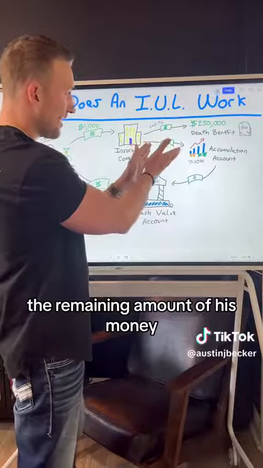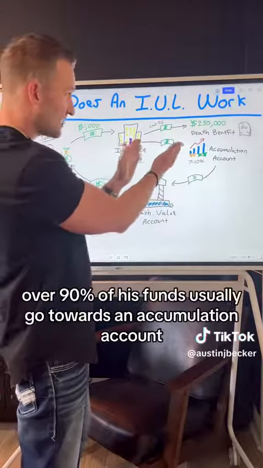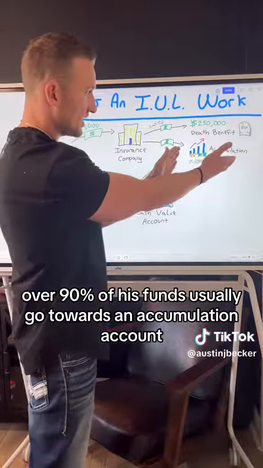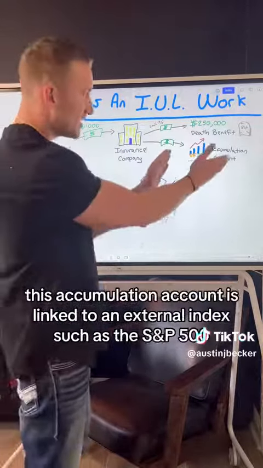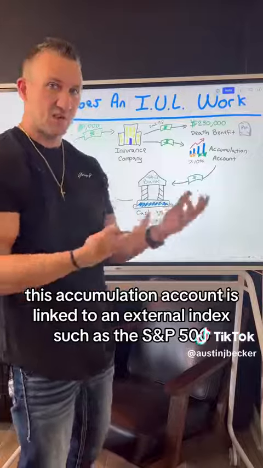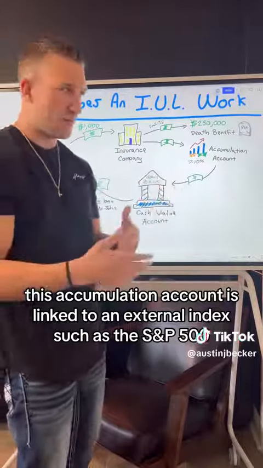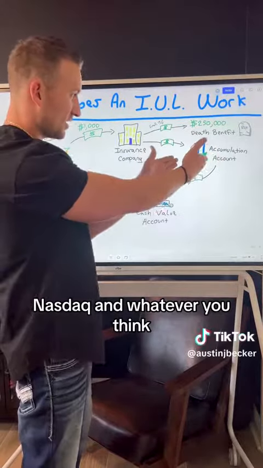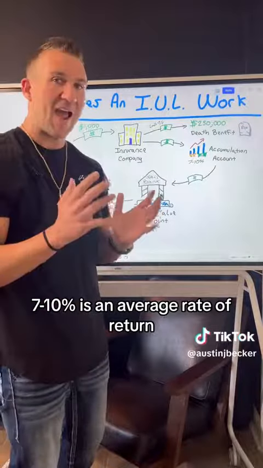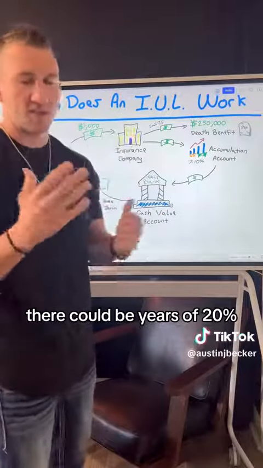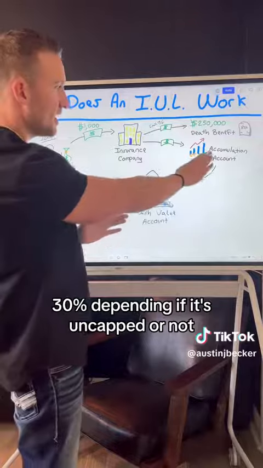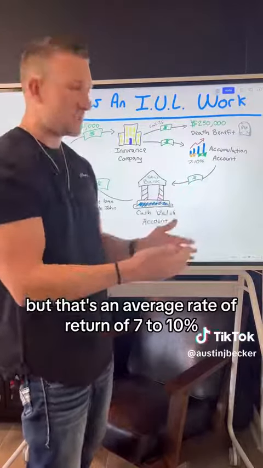But let's just say a little bit's going to go to the cost of that. The remaining amount of his money, which is the majority of it, over 90% of his funds, usually go towards an accumulation account, okay? This accumulation account is linked to an external index such as the S&P 500, Barclays, NASDAQ, whatever you think. 7 to 10% is the average rate of return.